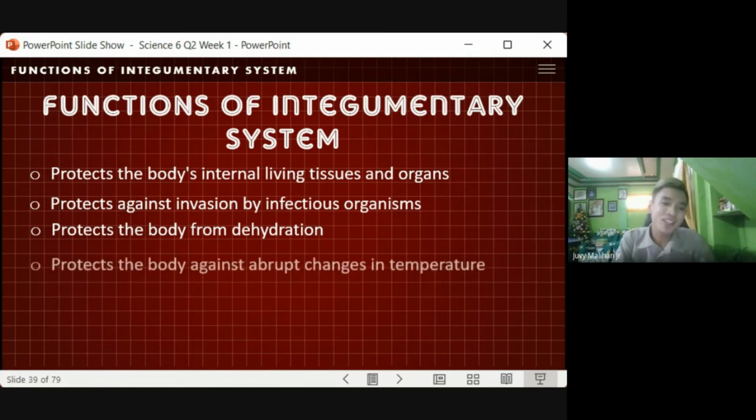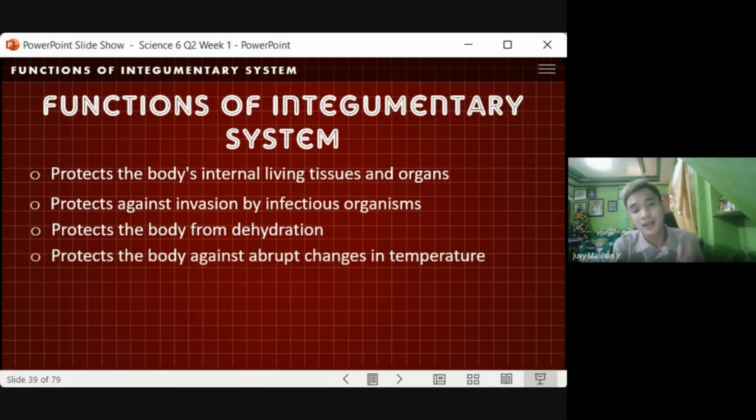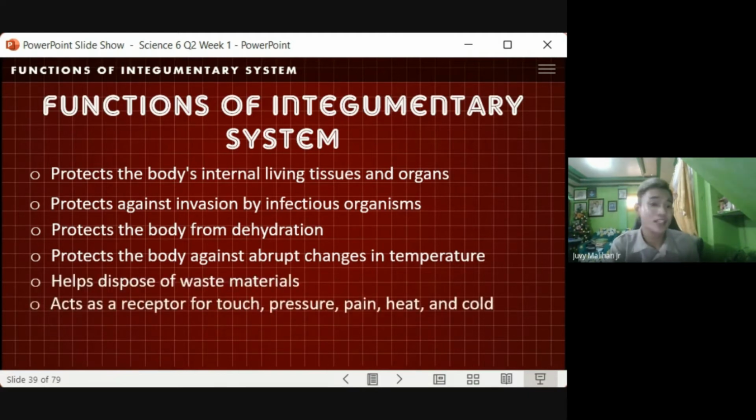Next, we also have protects the body against abrupt changes in temperature, helps dispose of waste materials, acts as a reservoir for touch, pressure, pain, heat, and cold. And also, it stores water and fat. All of these, class, are the functions of our integumentary system.